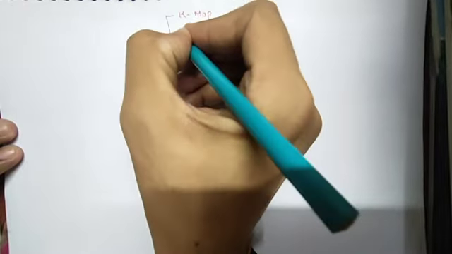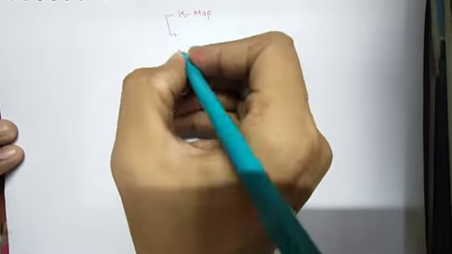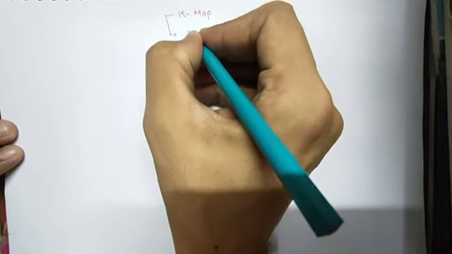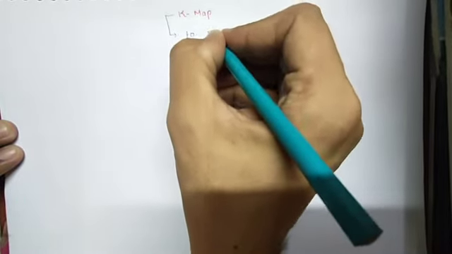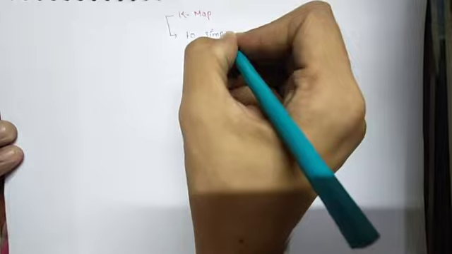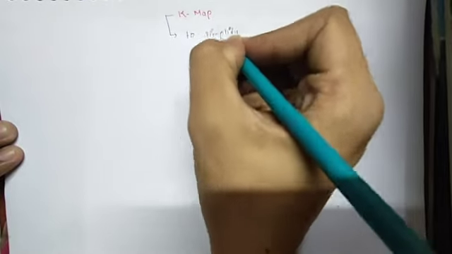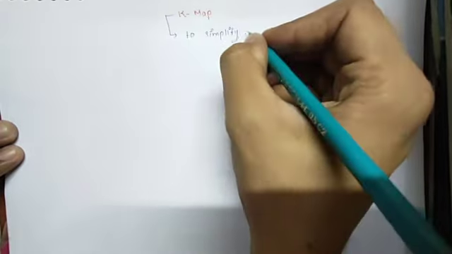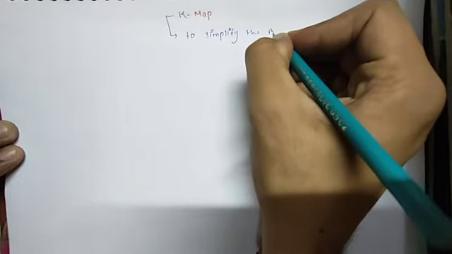First of all, let us know why we use K-map. We use K-map to simplify the Boolean expression.